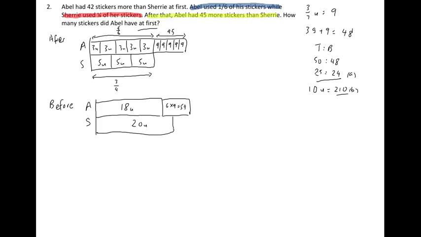Now we can take note of our last sentence here, which is Abel had 42 stickers more than Sherry. So here must be 42, right? Okay, so far? Okay, so now we have our model.